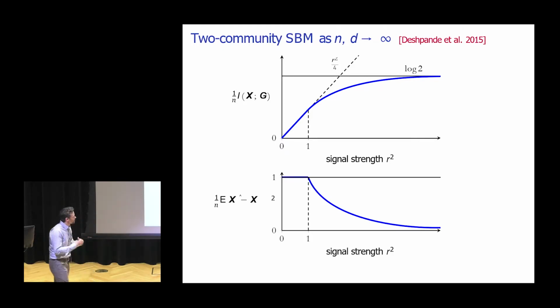And via I-MMSE relations, this actually tells you something about the estimation theoretic question. It's saying up to that magical point 1, your MSE is trivial. It's what you would have gotten without seeing the graph at all, and it's only at that magical point that your MSE starts to go down. So this is what we call the weak detection threshold.